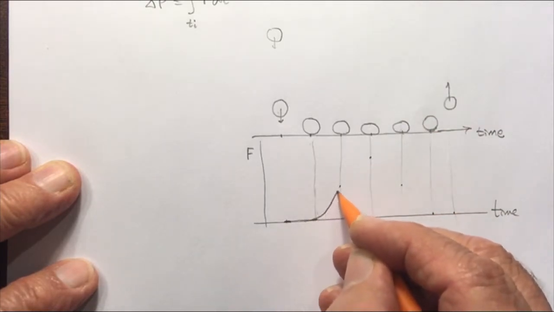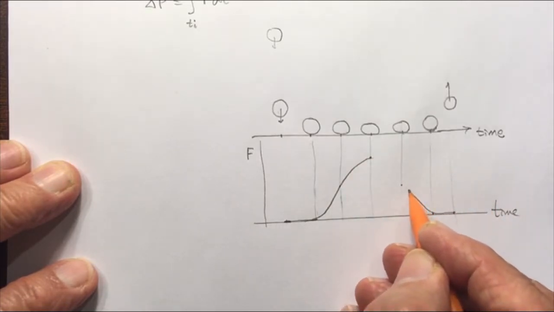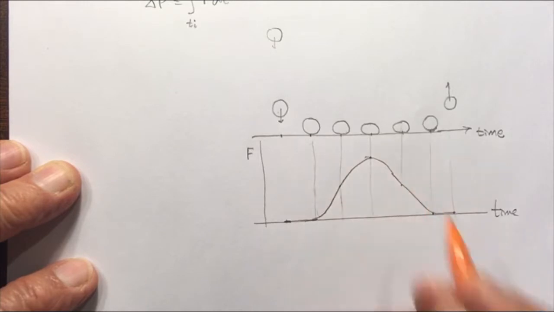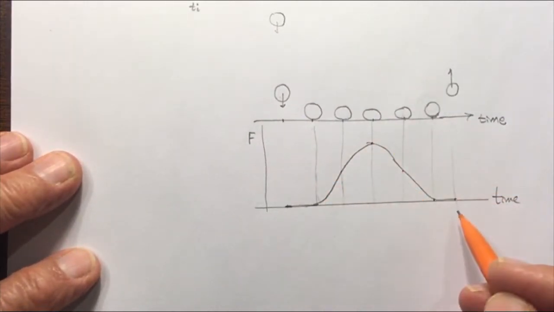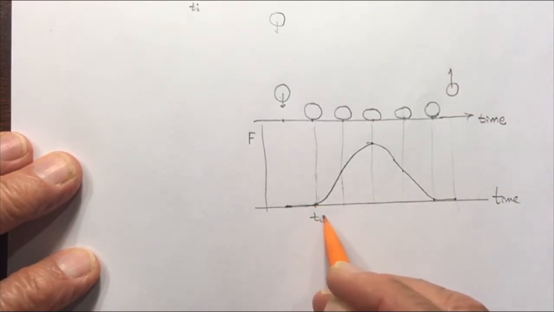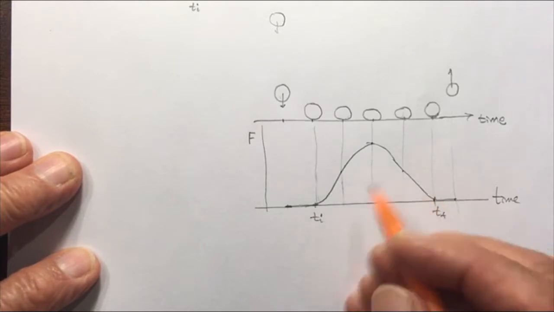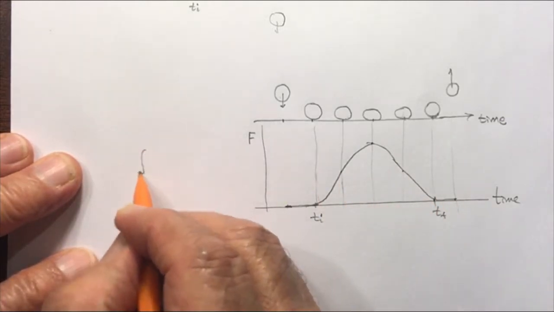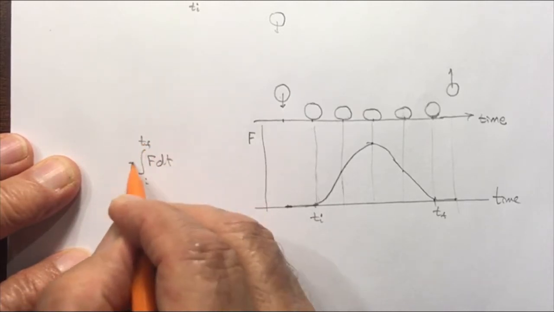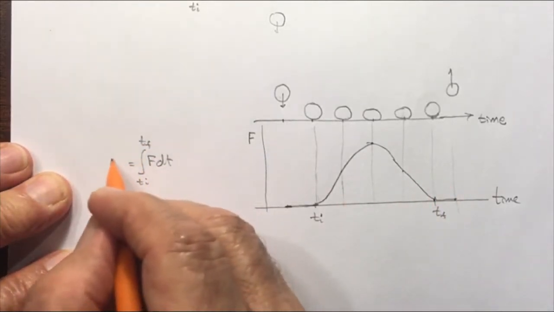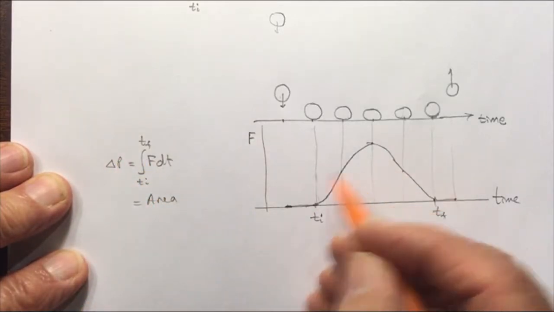So the force is going to go up like this, and it doesn't have to be symmetric, but it may take a shape of something like this. So the force is variable, and this is the t initial where the collision started, and that's t final where the collision ended. And now if we take the integral of F dt from the initial to the ending time, this would be the delta p. This would be the area under the curve.